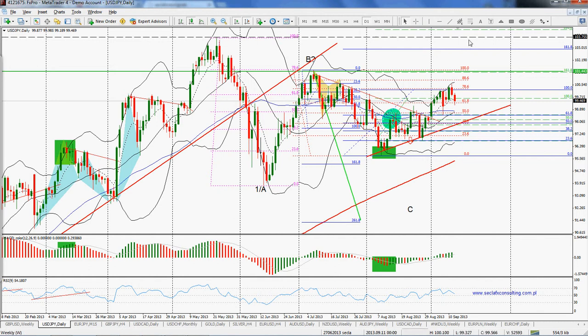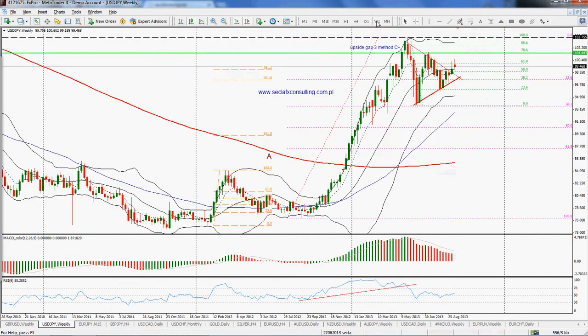Okay, so for the time being, the question is whether the market will be able to break this top. If it happens, one has to consider whether we are having a new impulse here.